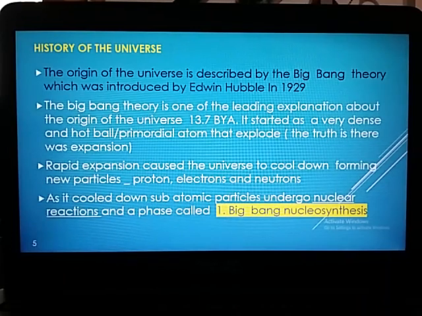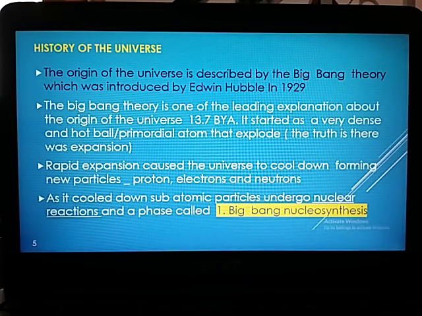Now, before going on, let us discuss the history of the universe. Dati ba may mga elements na? The origin of the universe is described by the Big Bang theory, which was introduced by Edwin Hubble in 1929. The Big Bang theory is one of the leading explanations about the origin of the universe. Kailan ba nag-start ang universe? It started 13.7 billion years ago.